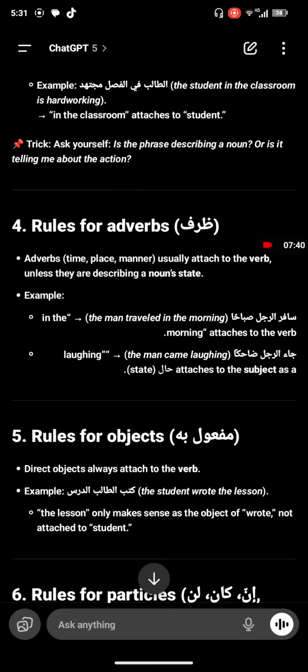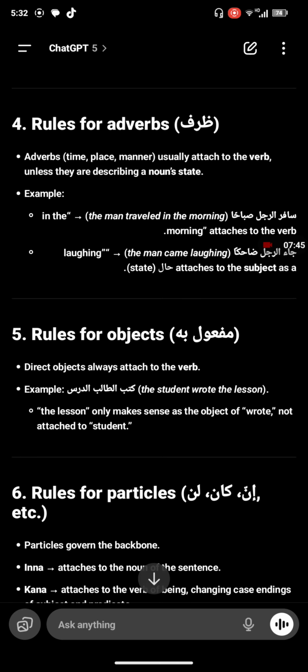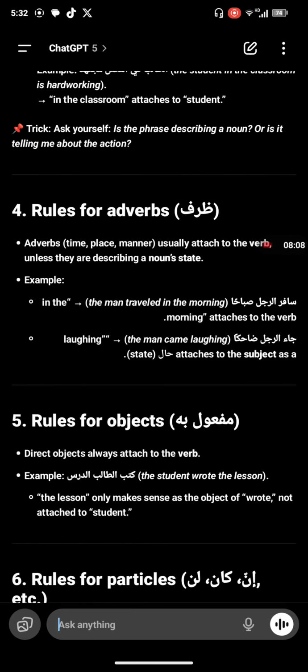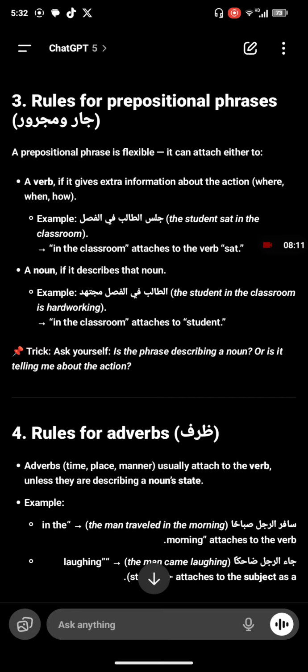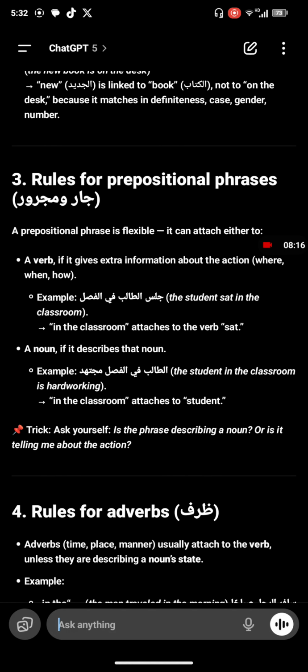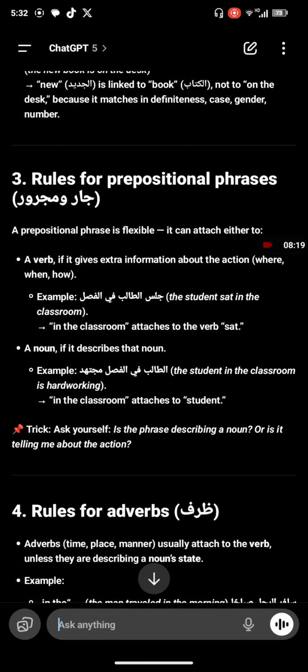It says the trick: ask yourself, is this phrase describing a noun or is it telling me about the action? Okay. Rules for adverbs. Adverbs usually attach to the verb unless they are describing a noun state. That's more of you have to know more vocabulary. But at the end of a sentence, the last word is usually not going to be connected to it. So if you look at the noun description right here, if it describes that noun, right?